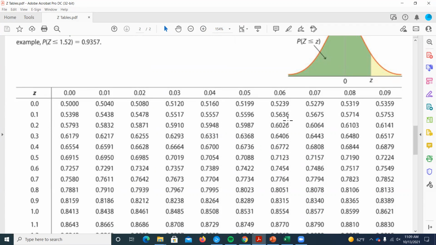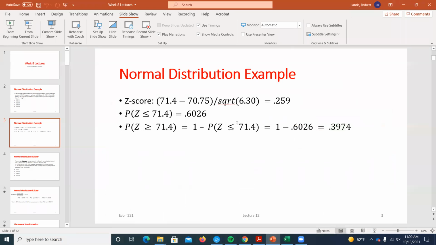So when I look that up, remember the table gives me the area to the left. I wanted the area to the right. So what's the other step that I have to add in now? I want to find the area to the right. The area to the left is 0.6. The area under the curve is 1. So 1 minus 0.6026, which gives us 0.397.